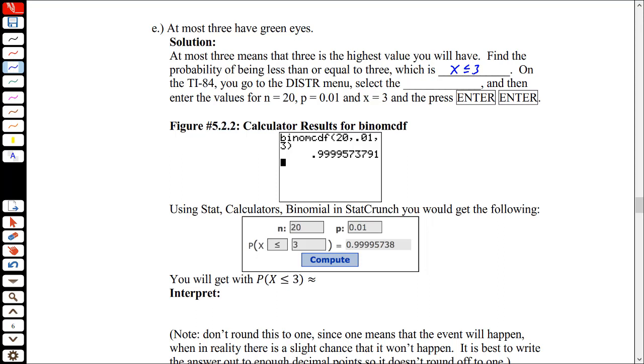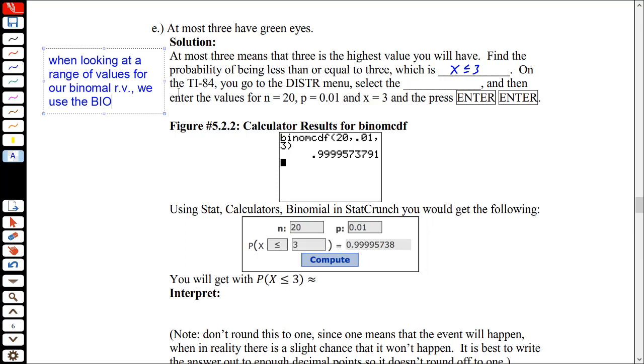When we're looking at a range of values for our binomial random variable, we use the binom CDF command. CDF stands for Cumulative Distribution Function. It adds up as you go. So when we look at the binom CDF, what we're doing is we're adding up the probability that x is 0 and 1 and 2 up until whenever we reach the value we're looking at.